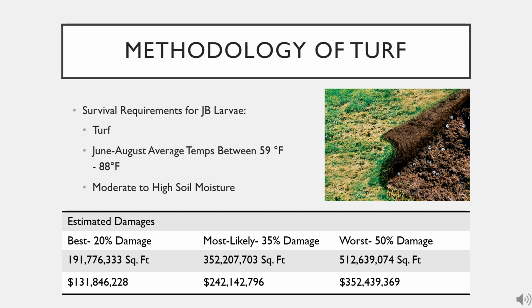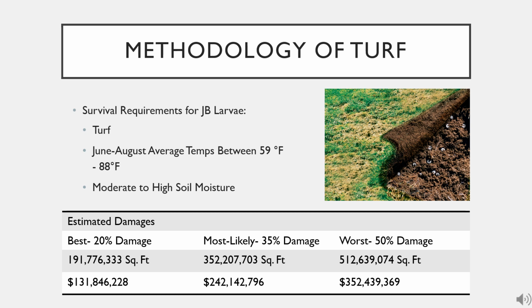Then we gathered average temperatures for each county for June, July, and August. For each county outside the survival range of 59 degrees to 88 degrees, we calculated a discount rate so that counties with temperatures further outside the temperature range use a smaller percentage of the square meters of turf, which indicates that less land will be invaded by the Japanese beetle.